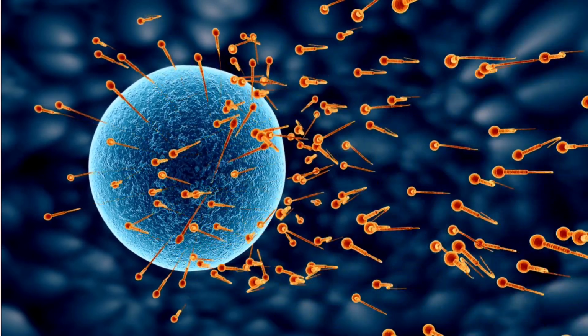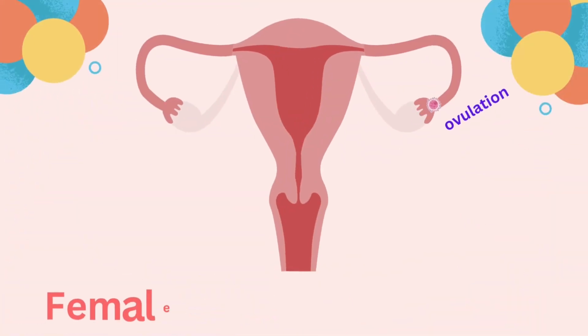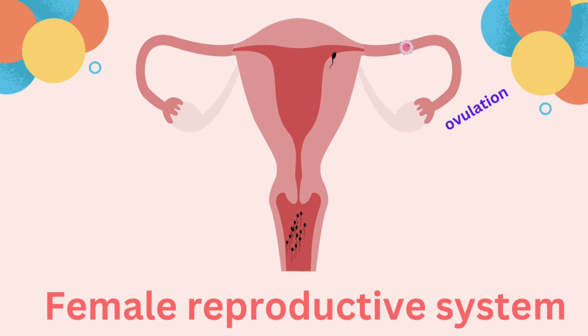On the female side, the process involves the release of an egg, or ovum, from the ovary. This process is known as ovulation and typically occurs around the midpoint of the menstrual cycle.